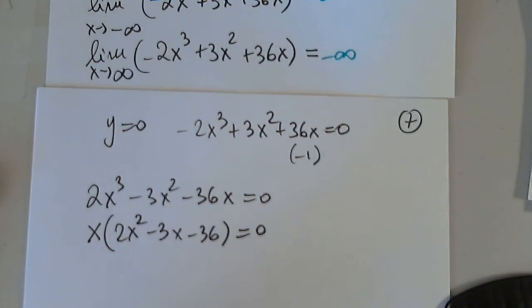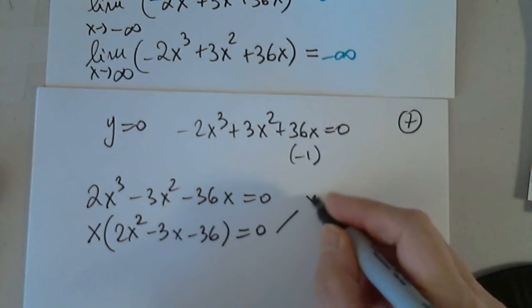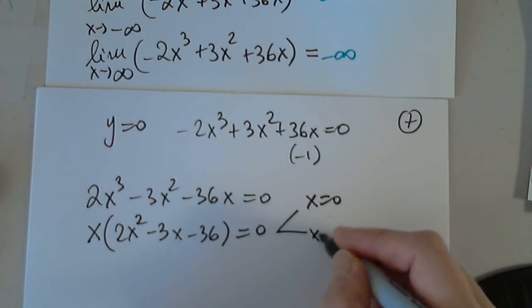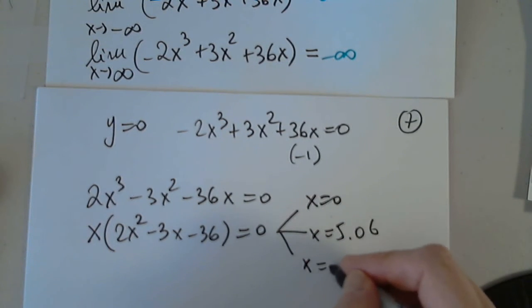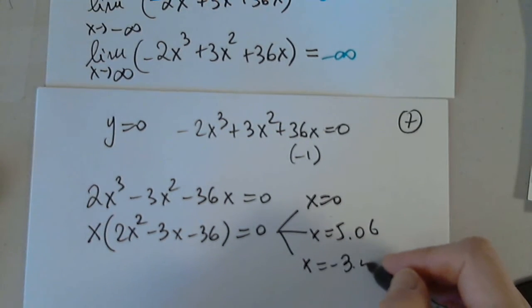One solution is, of course, x equals 0. The other one is x equals 5.06. And the other one is x equals negative 3.56.